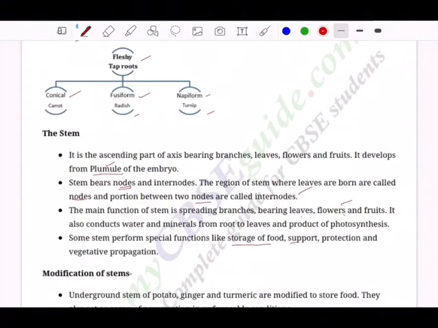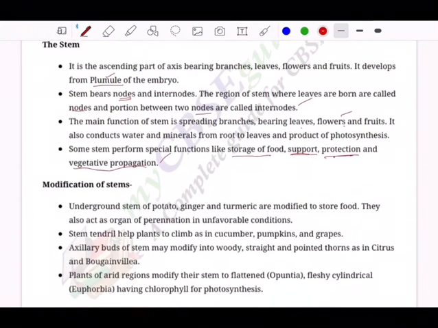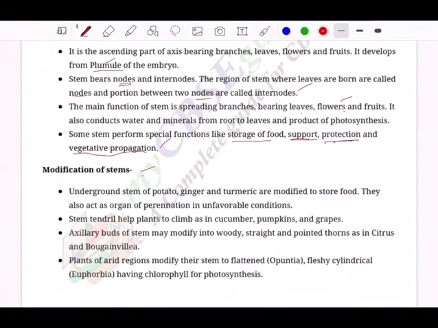Then we say stem modification. Sometimes it gives support, it gives protection, and vegetative propagation or reproduction also it is doing. Then we say the stem is modified. So, modification of stems: underground stems of potato, ginger, sonti, turmeric, haldi are modified to store food. They also act as organs of perenniation under unfavorable conditions.